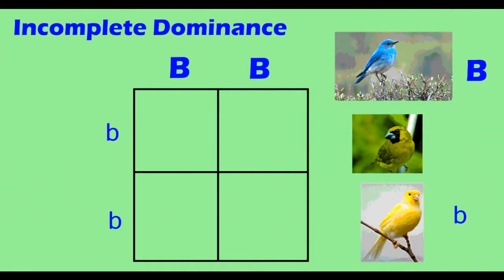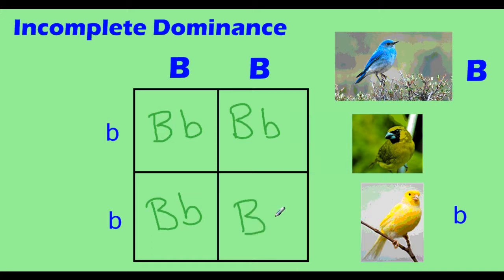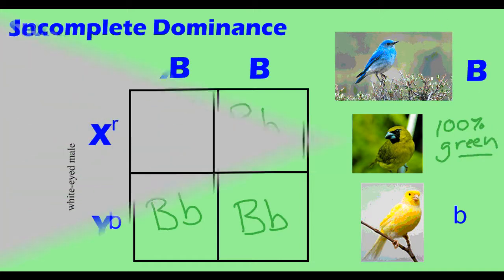In incomplete dominance, neither gene is totally dominant over the other one, so they blend together if they're both present. So here we have blue bird and yellow bird. So we're crossing one parent that's blue and one that's yellow. As it turns out here, all of the offspring will be heterozygous. That's big B, little b, one of each allele. And they will be green birds. 100% green offspring. Once again, the different traits are blended together. Neither one is really dominant over the other.